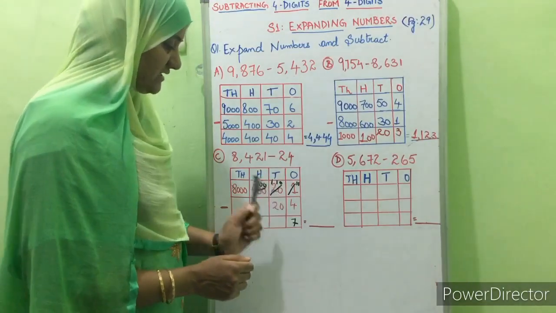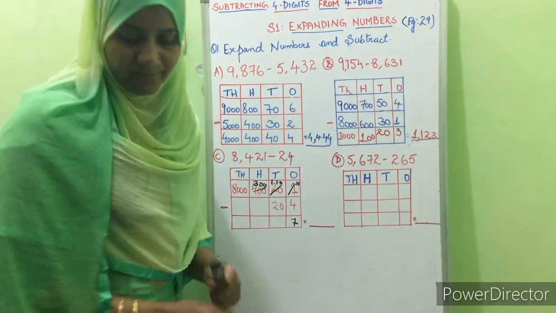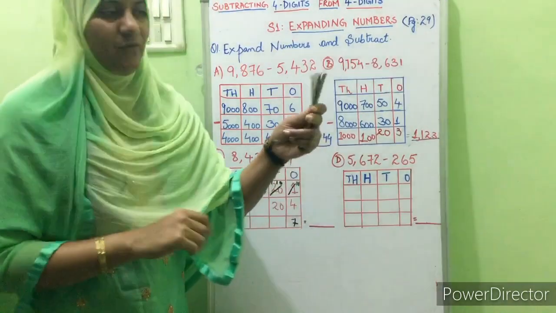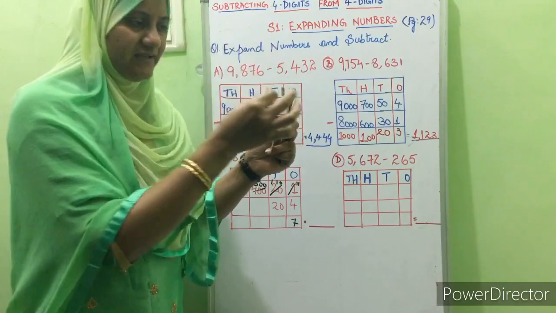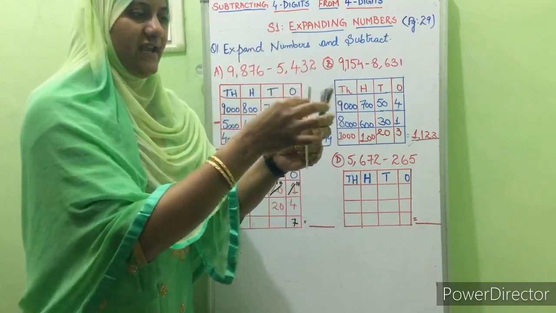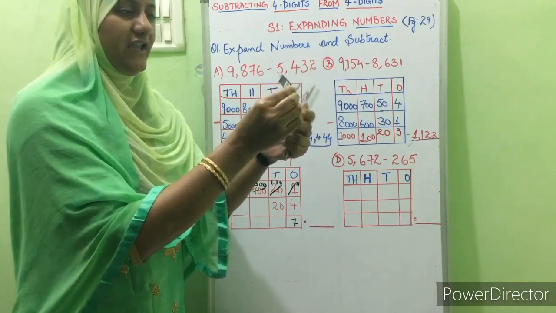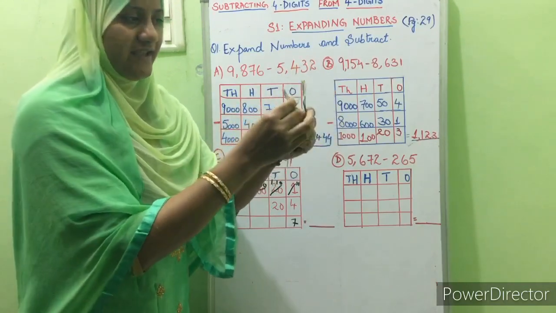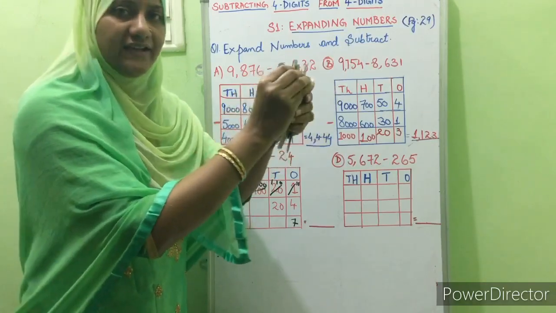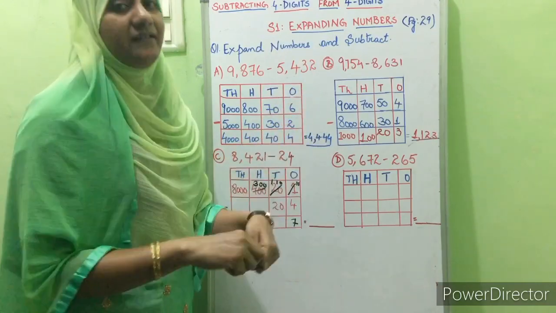So 11 tens and 2 tens we need to subtract. Okay, children. So let us remove 2 tens. 11 tens minus 2 tens. So how many are we getting? Let us count. 1 ten, 2 tens, 3 tens, 4 tens, 5 tens, 6 tens, 7 tens, 8 tens, 9 tens. So the answer is, we are getting the number as 9 tens.